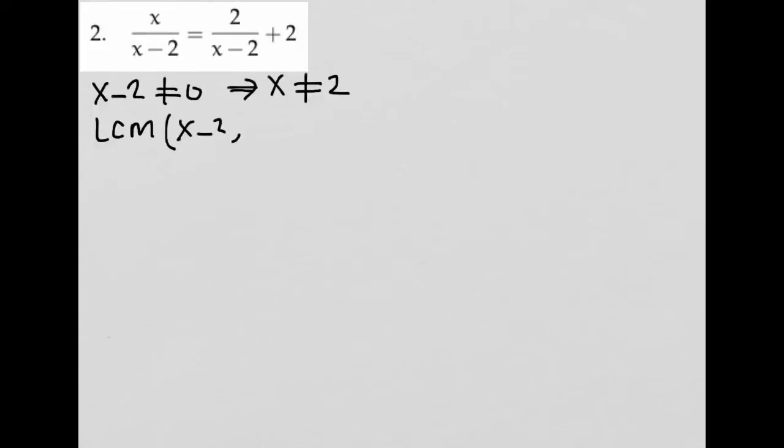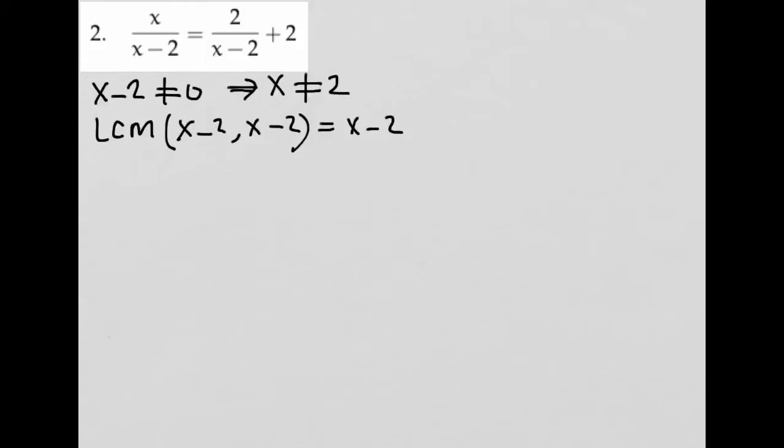Next, let's solve the rational equation x over x minus 2 equals 2 over x minus 2 plus 2. First, note that x minus 2 cannot equal 0. If x minus 2 equals 0, that would make two denominators in the equation 0, and the equation is not defined to start with. So we got to start by saying that x minus 2 cannot equal 0, which means that x cannot equal 2. Also, the LCM of our denominators, x minus 2, is equal to x minus 2.